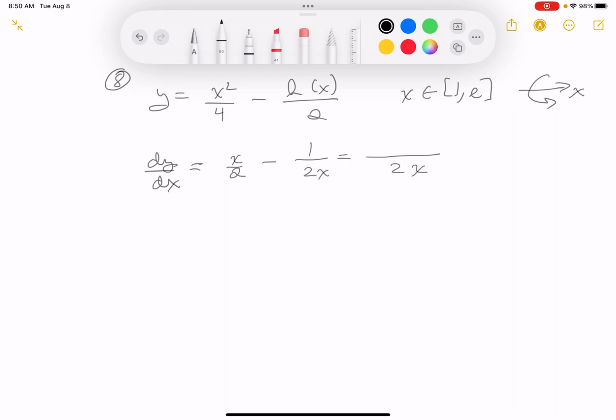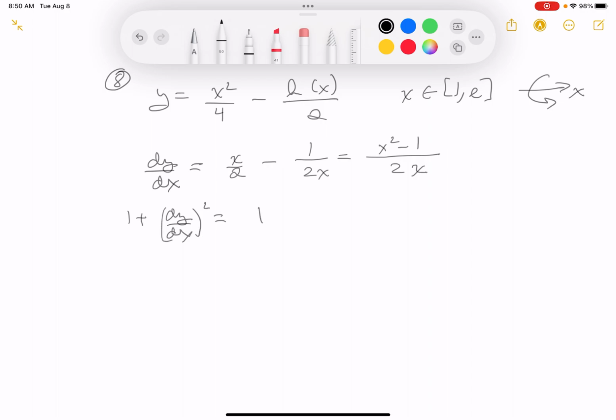And I want to make sure I copy the problem right. So x squared over 4 minus natural log of x over 2. Yeah, I'm okay. So with common denominator 2x, I get x squared minus 1. And what do I want to do? I want to do 1 plus dy/dx squared.